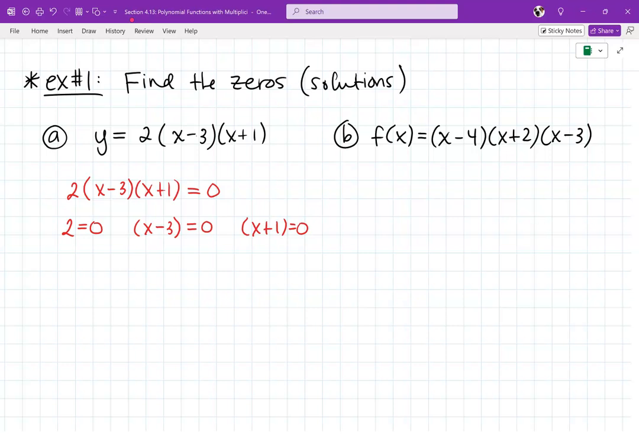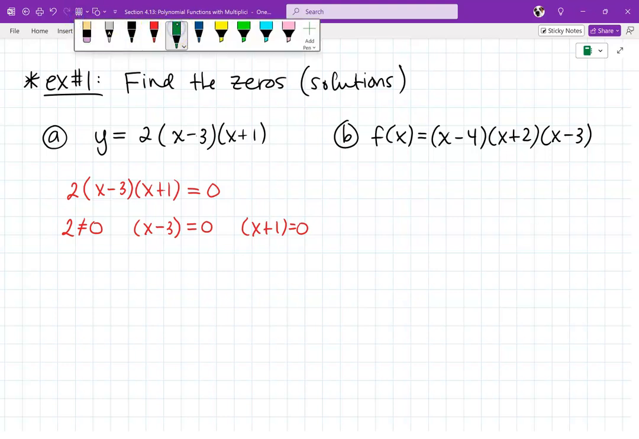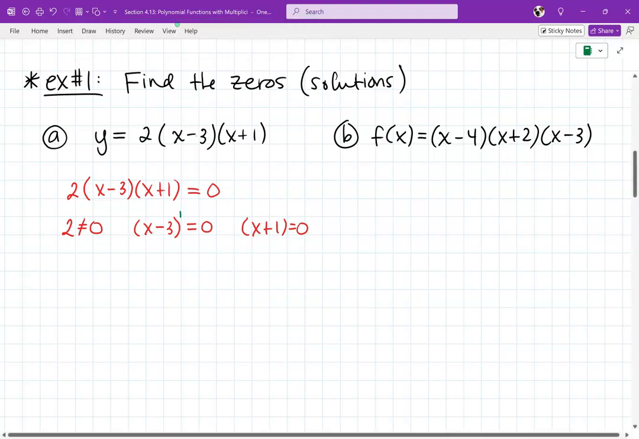Okay? Now, 2 equals 0 is not true, so that's not a solution. I'm just going to put a little mark through that equal sign. That's not possible. Now, what's the power on the x minus 3? That parenthesis. What's on the power? It's a 1. And also on the x plus 1, right?